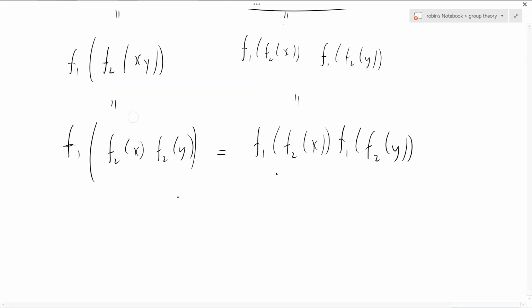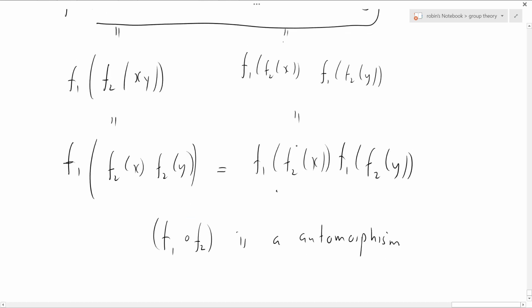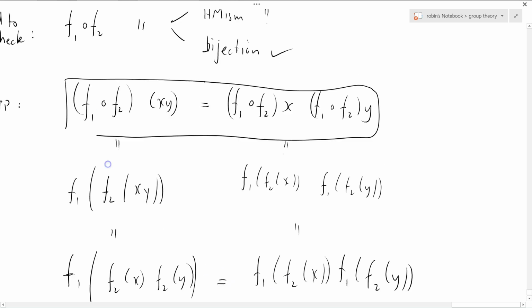So that tells me that f1 composed with f2 is an automorphism, because it's a bijection, that's obvious, and now we've established that it's a homomorphism, and if it's a bijection and a homomorphism, then it's an automorphism. So it's closed. So the little circle operation is closed. What else do we need for a group?